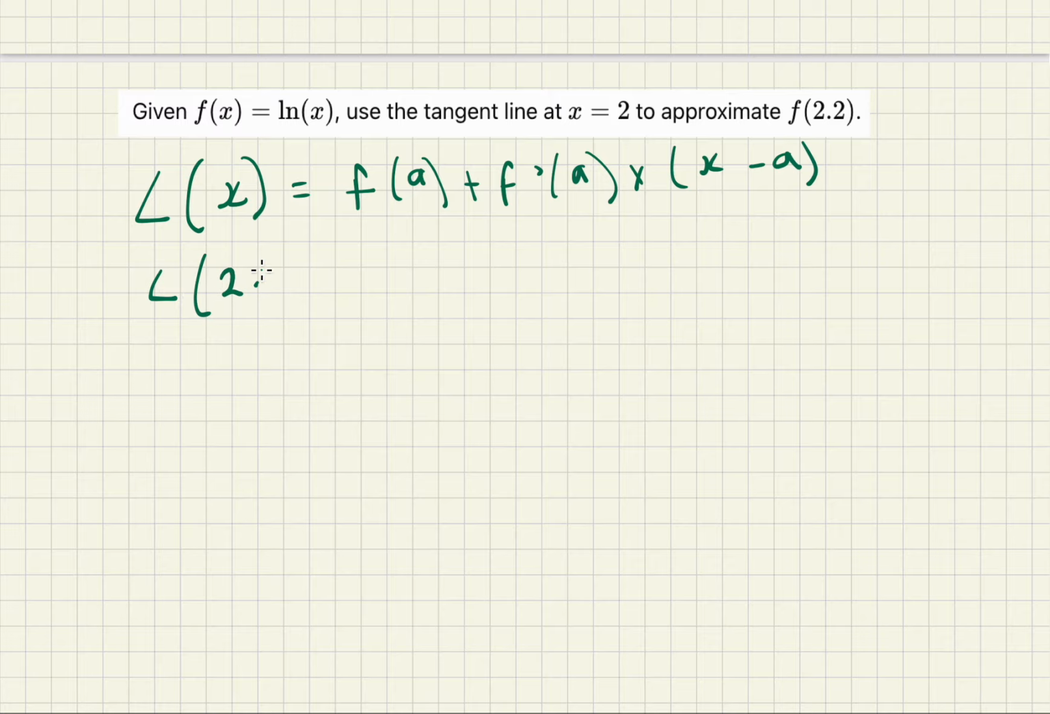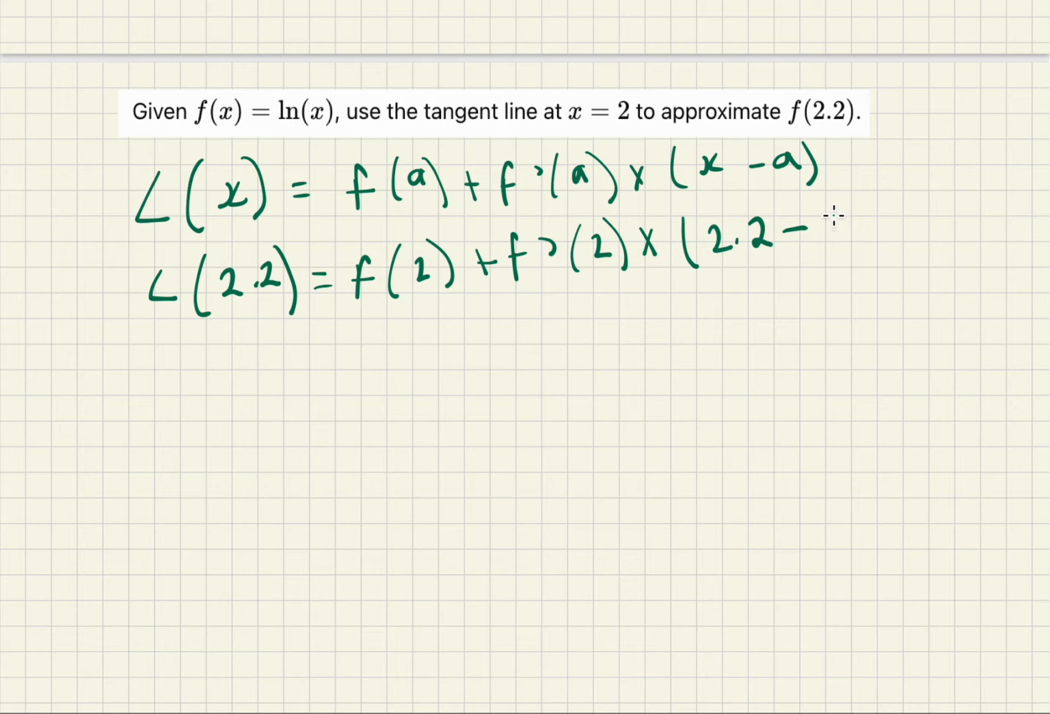Now I'm going to plug in x and a at the same time, and I'll get L of 2.2. It's 2.2 because x, remember, is what we're trying to approximate, f of 2.2. So 2.2 is our x value. And now a is the tangent line at what value of x? So the value of x given to us is 2. So f of 2 plus f prime of 2 times x minus a. X is 2.2 minus a is 2.